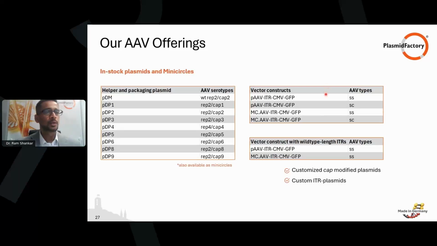On the right, you see some typical GFP reporter gene vector constructs. These are your ITR flanked transfer plasmids. You have your plasmids for single strand as well as self-complementary AAV as well as minicircles for both of these AAV conformations. And recently, we were successful in also producing in-stock wild-type length ITR containing plasmids as well as minicircles for single-strand AAV. And of course, apart from this, you may have your own customized cap-modified plasmid. Of course, we can produce them as a CDMO. You may have your own, of course, therapeutic gene containing ITR flanked transgene plasmid, which we will be happy to produce.